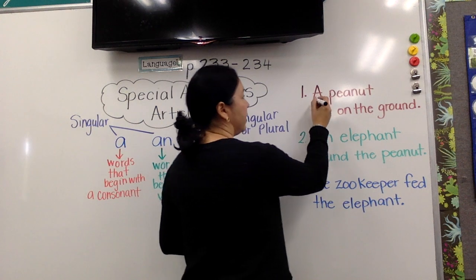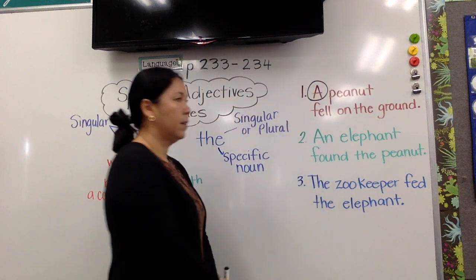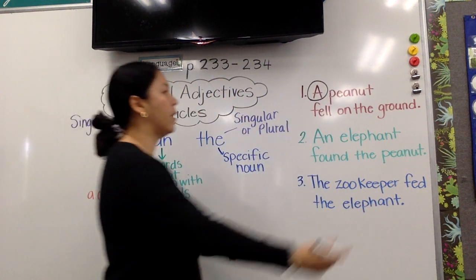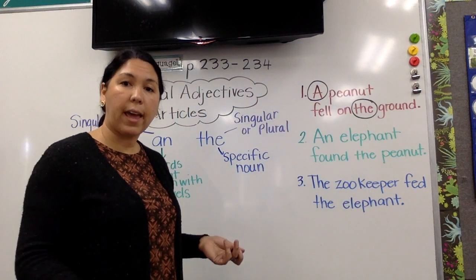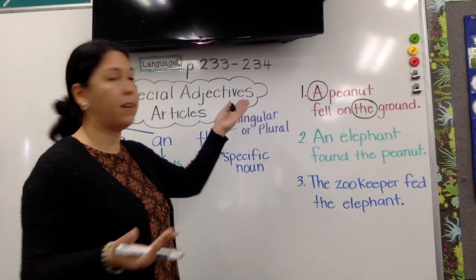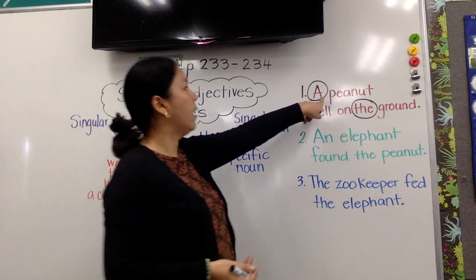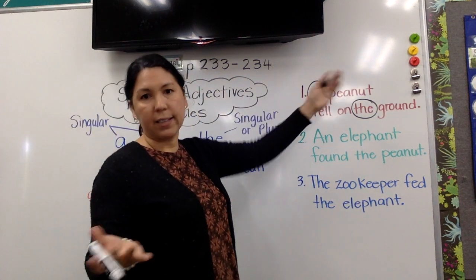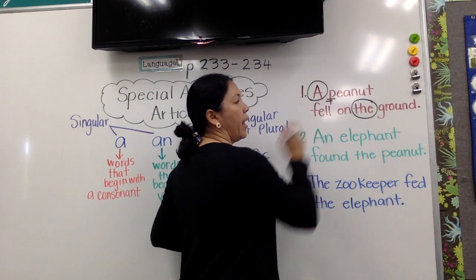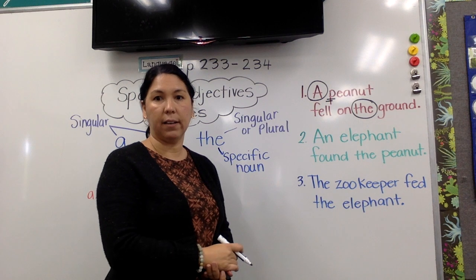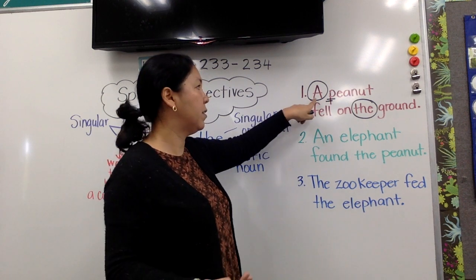Good job. I see a. Do you see another article? The. Good job. All right, so let's look at why we used a instead of an, okay? A peanut, or a peanut, depending on how you say it. P is what kind of letter? Is it a vowel or a consonant? It's a consonant, so a is correct.